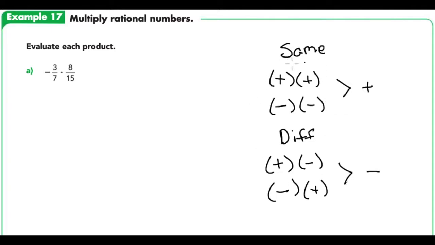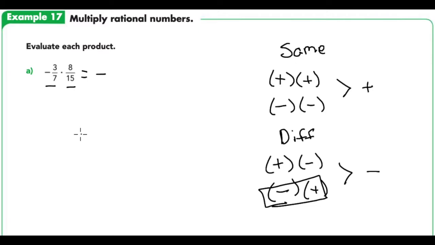So it's important to remember these rules for signed numbers. It applies to all types of multiplication: fractions, decimals, integers. We follow these rules here. So in our problem, we have a negative 3/7 times 8/15, and we have a negative times a positive, which means that our answer is going to be a negative. So I'm going to put the negative sign there to begin with.